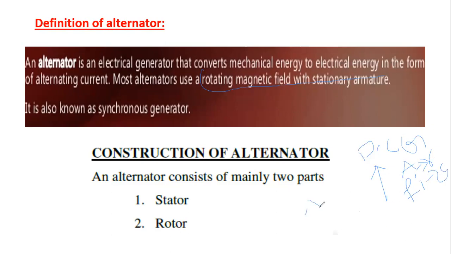But in the alternator, there is a small difference from the DC generator. The armature is stationary and the magnetic field is rotating.